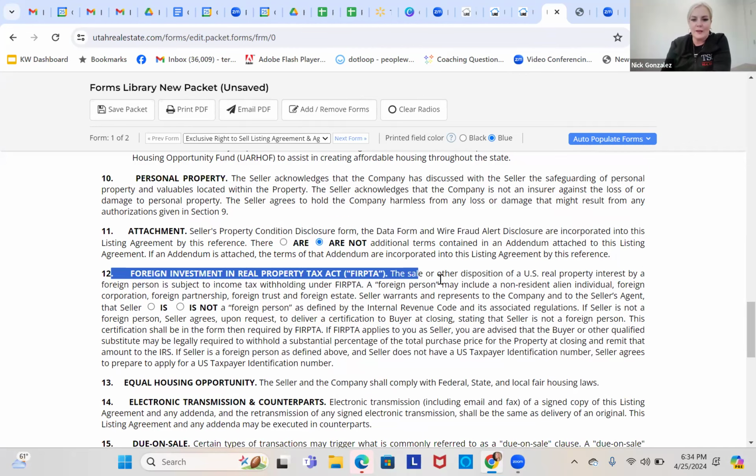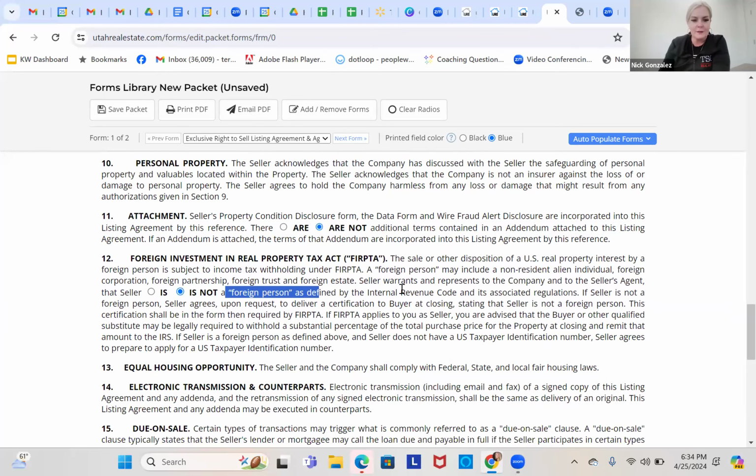For an investment in real estate, this just says that the person who's transacting in this is not considered a foreign investor. They're not paying taxes to another country. So most of the time it is not. They are not considered a foreign person according to the IRS.